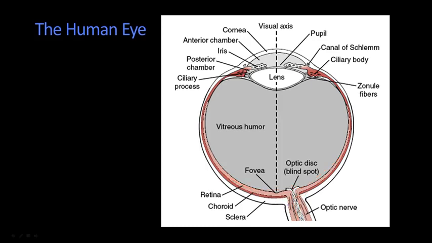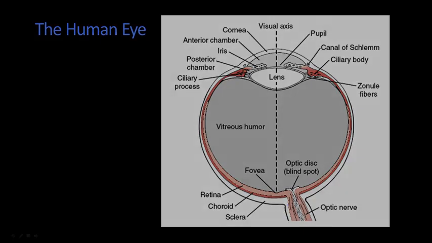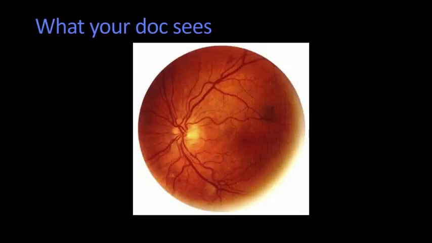If you've ever been to an ophthalmologist and he looks in your eye, what he sees is something like this, assuming everything's healthy. There are all these blood vessels that are nurturing the retina, and then there's this area in the middle where the blood vessels and the nerves are coming together. And that's your blind spot.